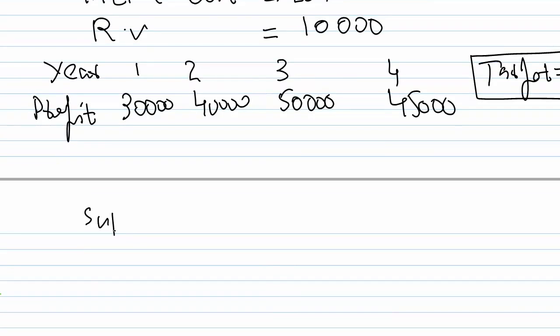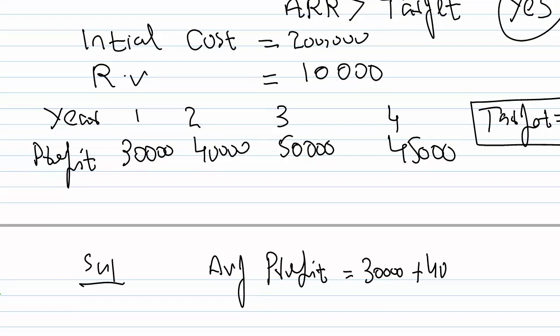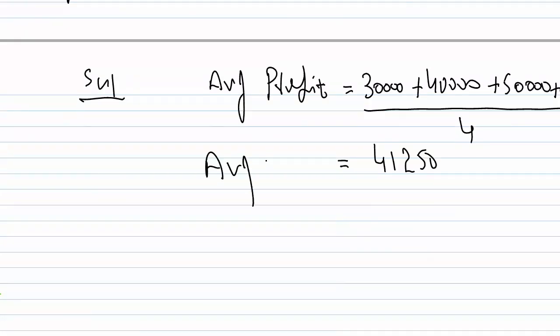Now, in this case, again, in a solution, first of all, we need average profit. And average profit will be 30 plus 40 plus 50,000 and plus 45,000. And again divided by 4. And average will be 41,250. Average profit.